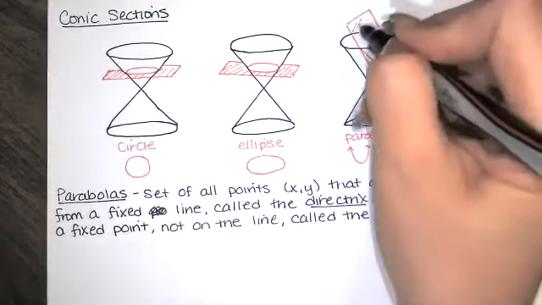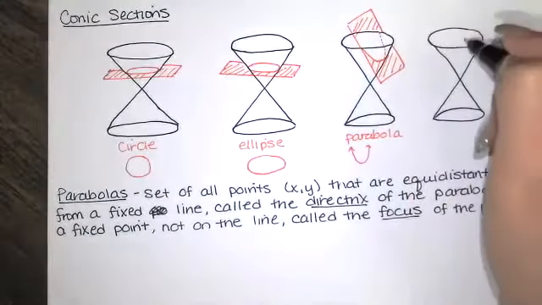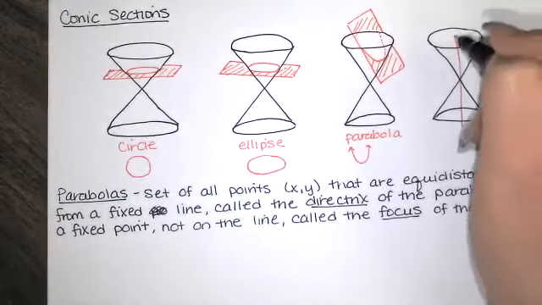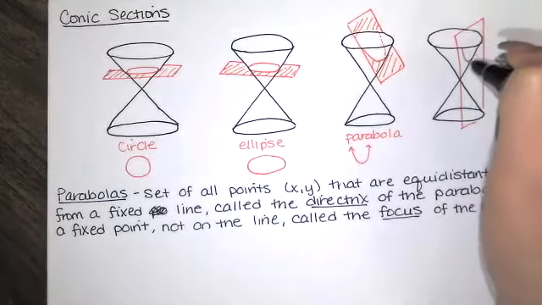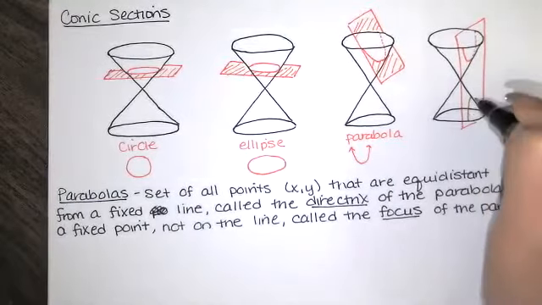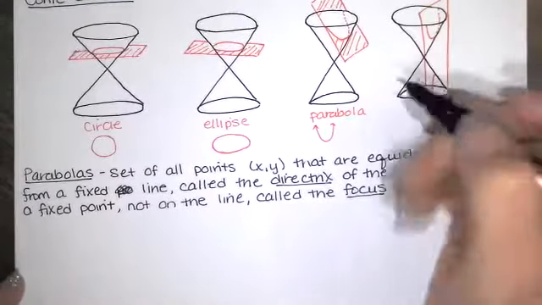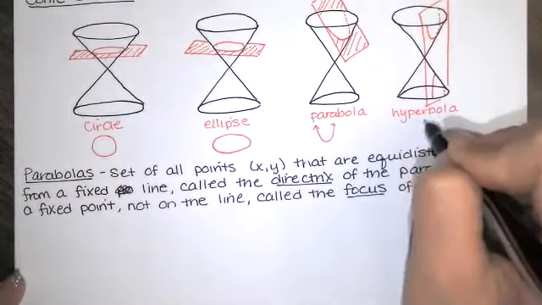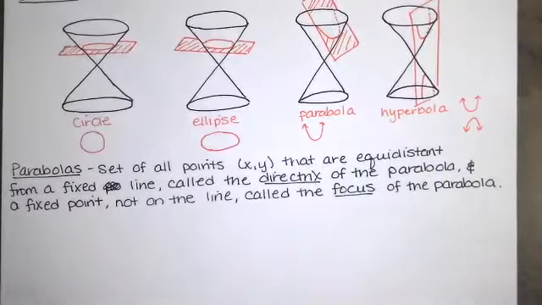Now, if we take our plane that's not going through the center. Sorry, it looks like it's going through the center. We intersect it like this. Then it looks like we've got a parabola on top, but we also have a parabola on bottom. That's not exactly a parabola, but it looks kind of like a parabola. We call that a hyperbola. It has two what are called branches, and it would look like that.